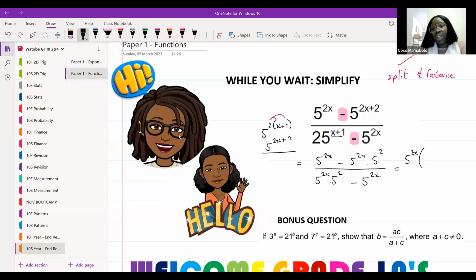If I take that out, I'm going to have 1 minus 5 to the power of 2. And at the bottom, I'm also going to take 5 to the power of 2x out as a common factor. And I will have 5 to the power of 2 minus 1 left. My 5 to the power of 2x's will cancel. What do I have left as an answer over here, guys? I know I'm going to get, at the top, 1 minus 5 squared is 25 over 5 squared is 25 minus 1. What is that answer there?